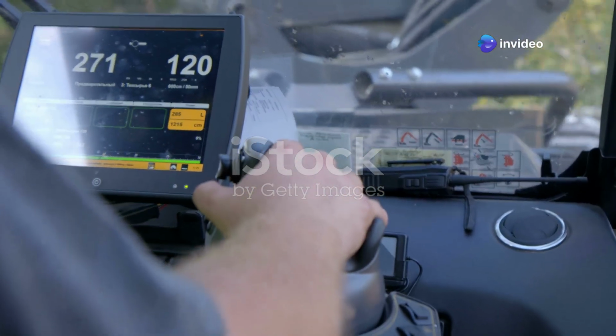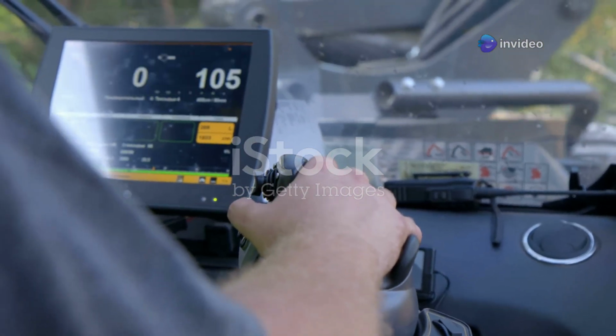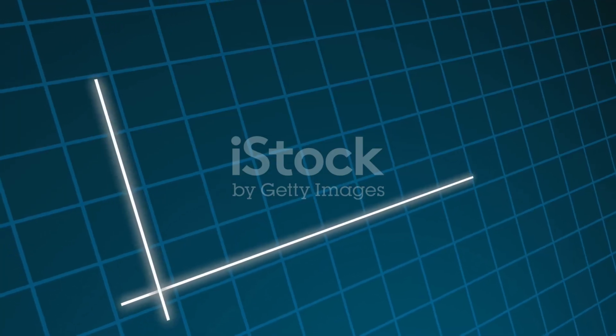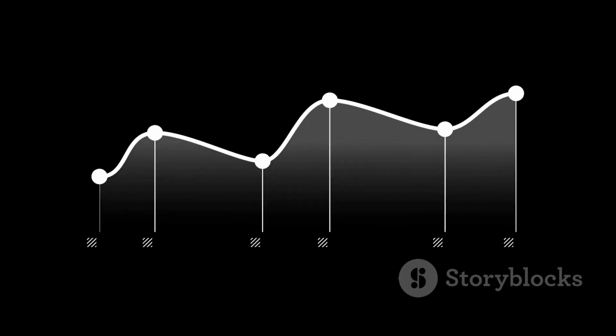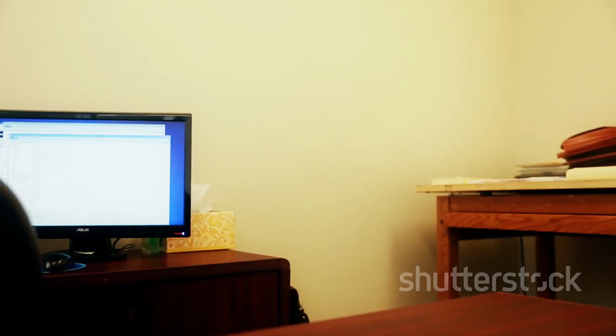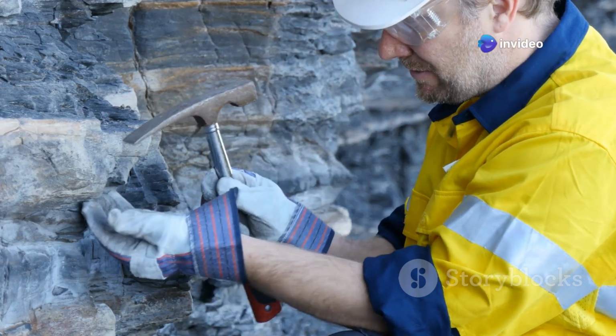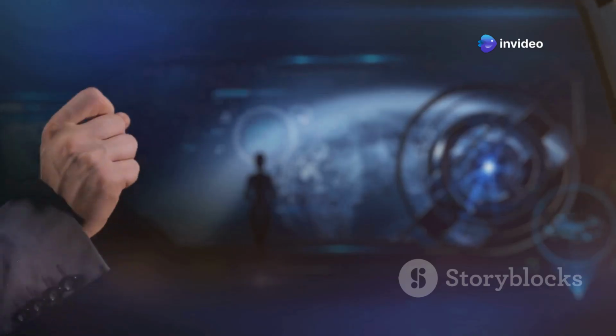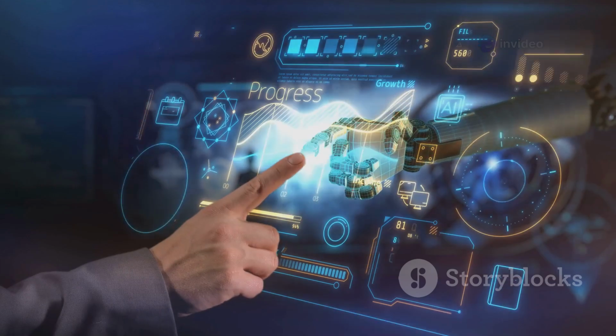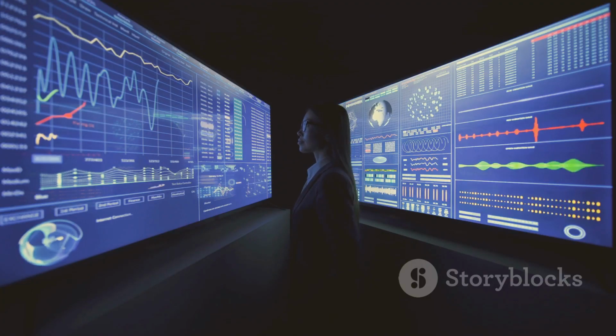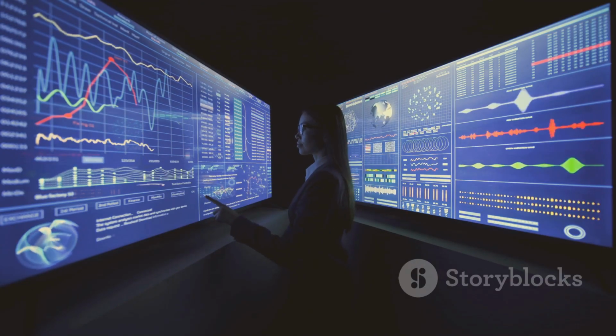The data collected by logging tools is presented as a series of curves. These curves are plotted against depth. This graphical display is known as a well log. Interpreting these logs is a specialized skill. It is typically performed by geologists and petrophysicists. They analyze the patterns and values of the different curves. This analysis turns raw measurements into meaningful geological information.